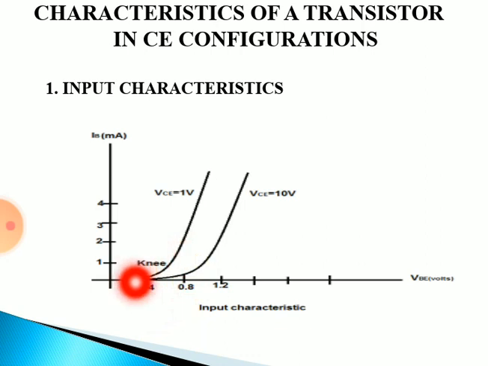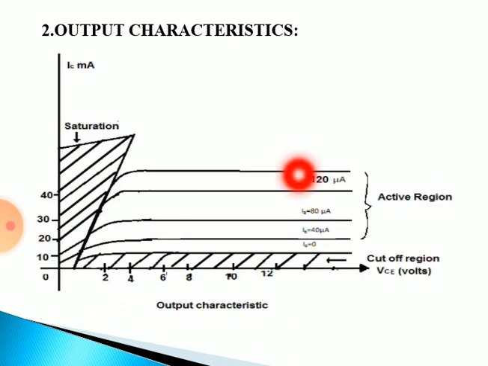This particular curve is for germanium. So after that your current goes on increasing by keeping your VCE constant. So when you change your VCE values, your curve will be shifting. The next is output characteristics.